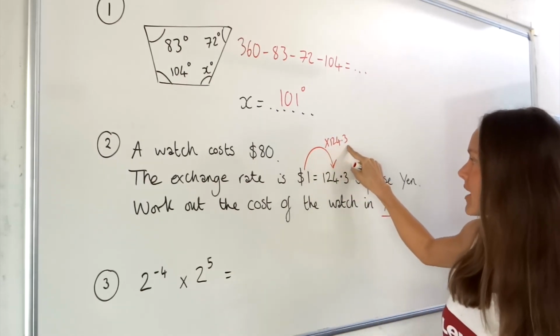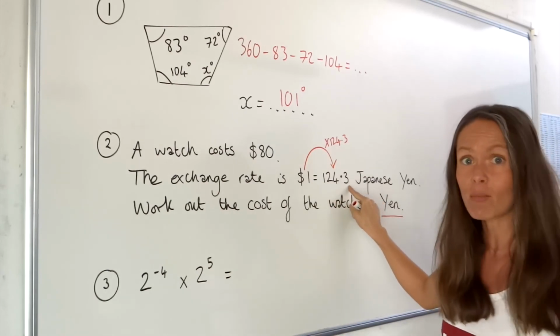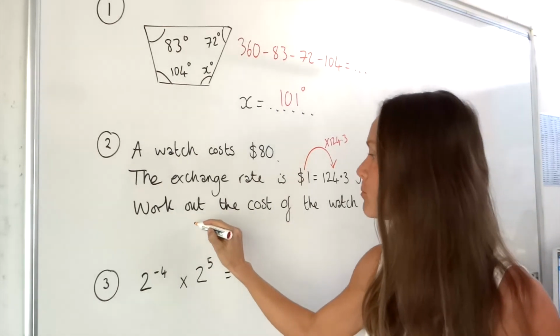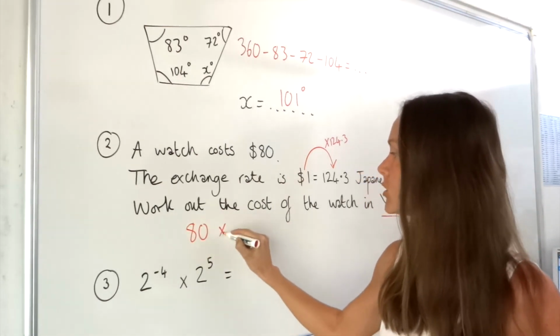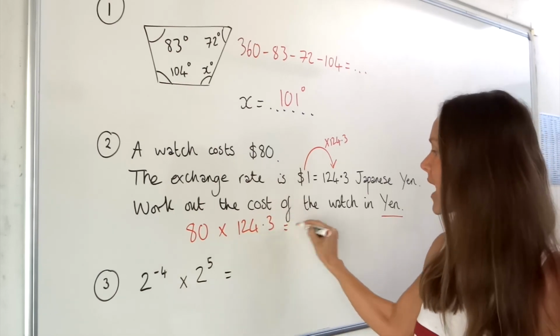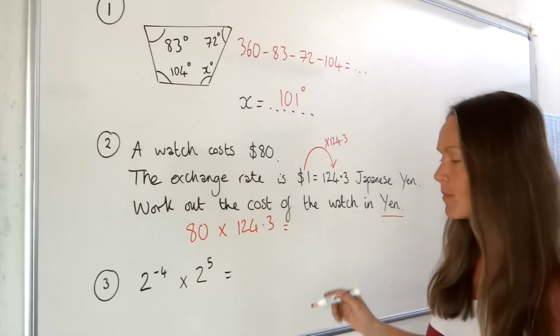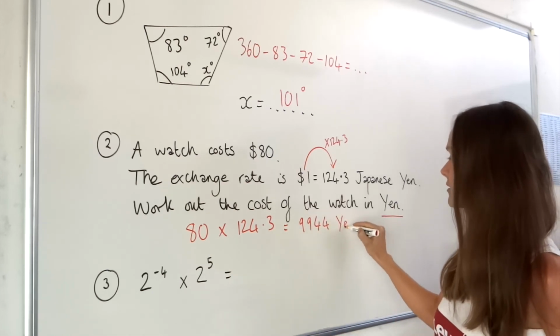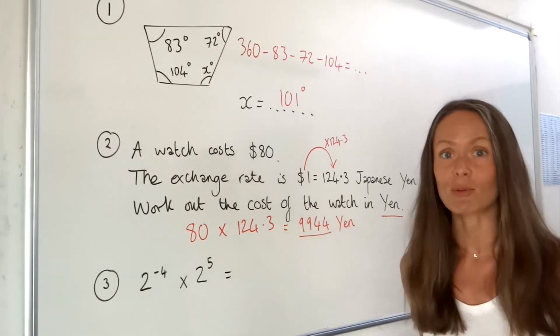1 multiplied by that number gives me the same number. So I have to do the same with this number here. I have to multiply those $80 by 124.3. And if I do that, when I multiply them, I get 9,944 yen. Okay, so that's the answer to number 2.